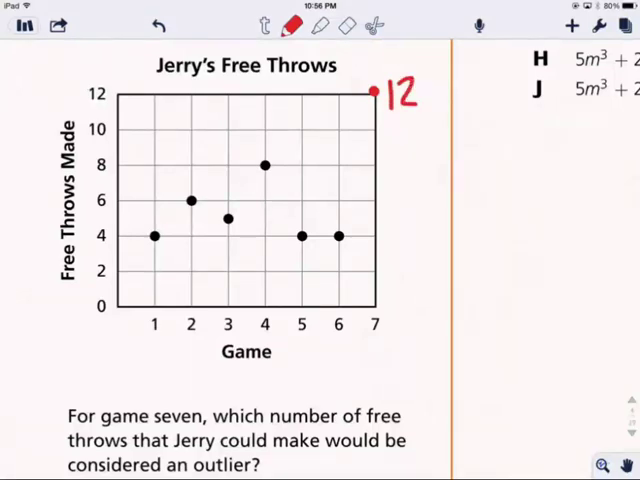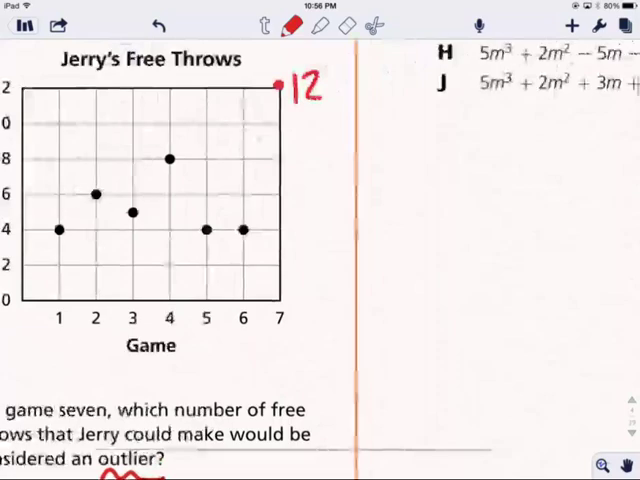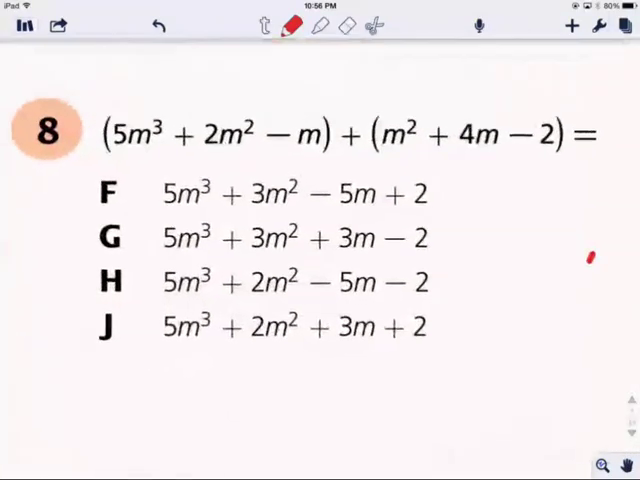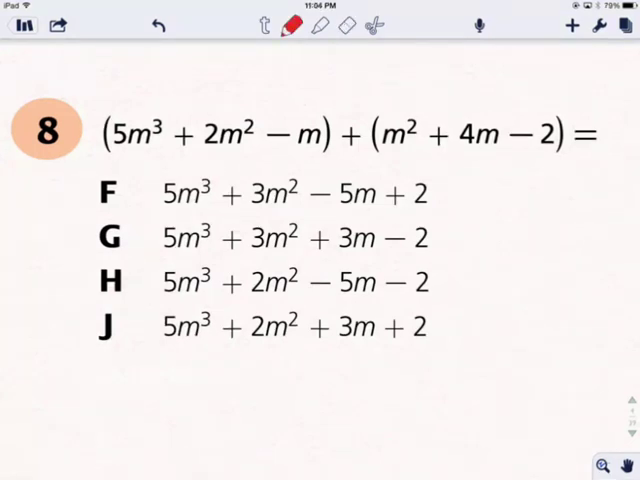So if in game 7, Jerry all of a sudden makes 12 free throws, you'd think that, I don't know, maybe he's doping or something, something crazy is going on. Or he's just got a really hot hand that night, okay? So that is the concept of an outlier. All right, now go ahead and look at number 8. Number 8 is pretty straightforward.